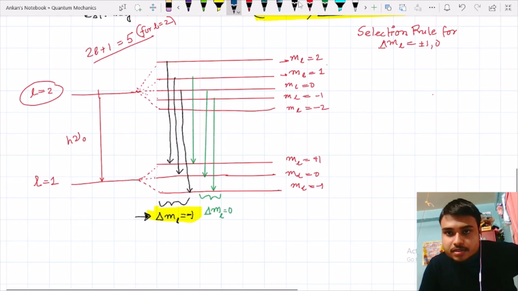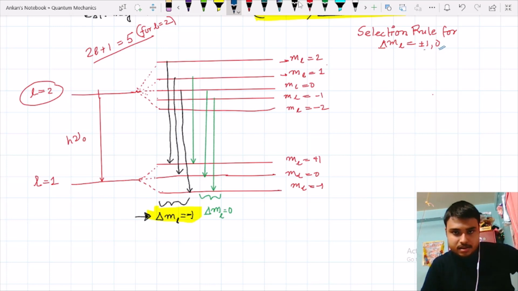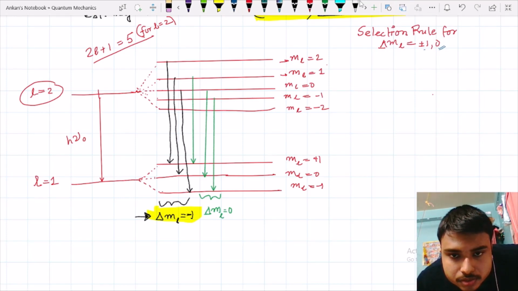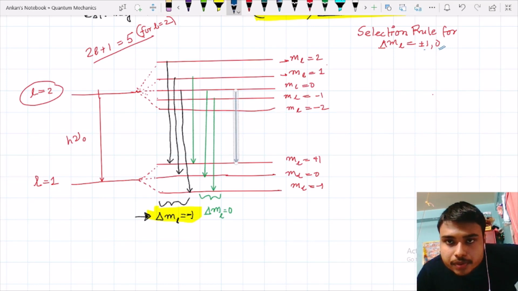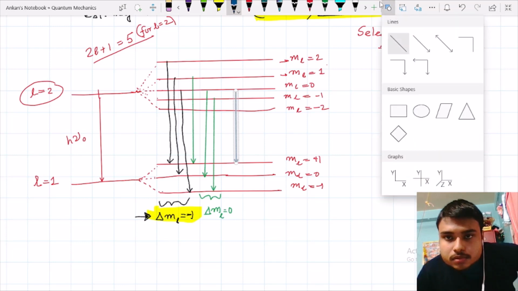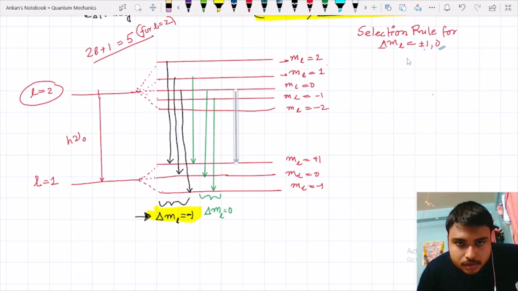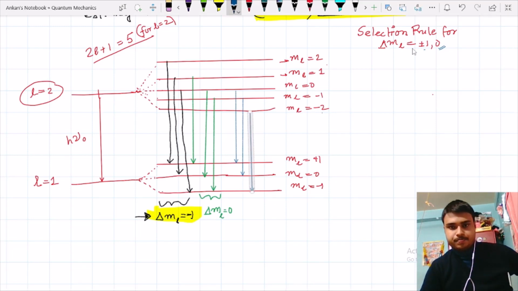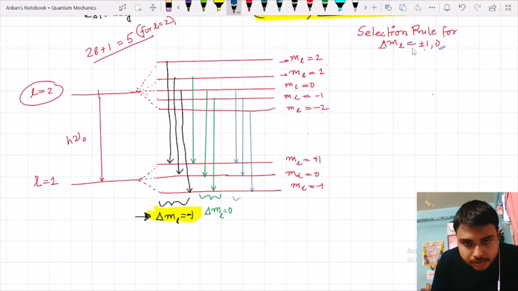Again, the selection rule, we have used the selection rule delta ml 0, delta ml -1, but delta ml plus 1 is left. So 0 to +1, -1 to 0, and -2 to -1. Now these are due to delta ml plus 1.